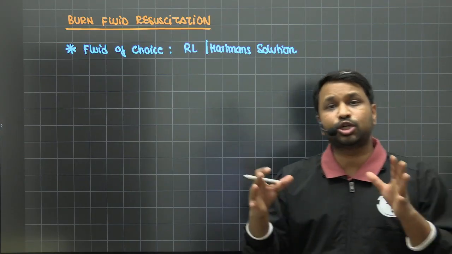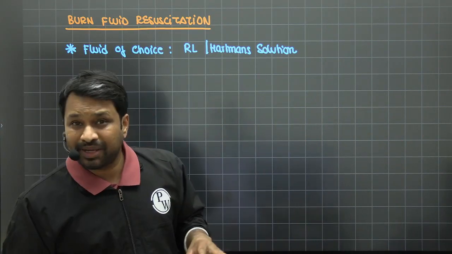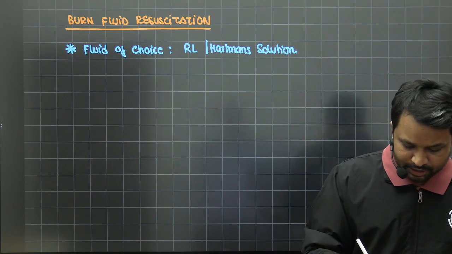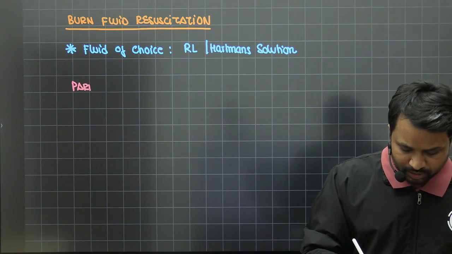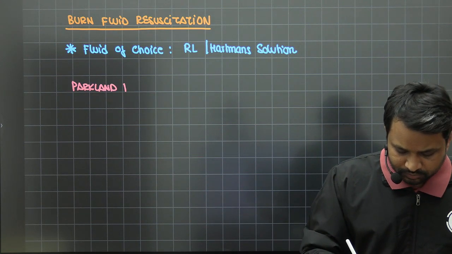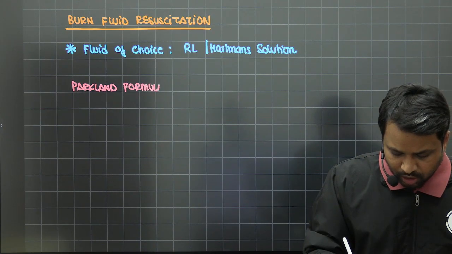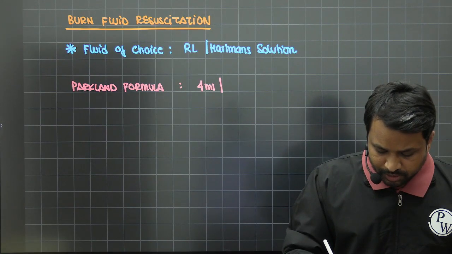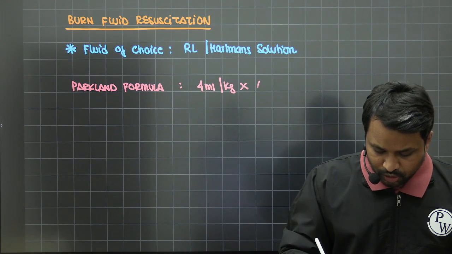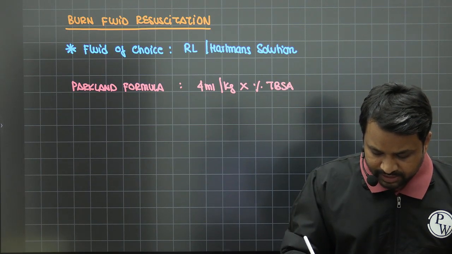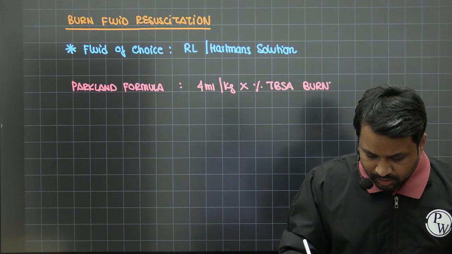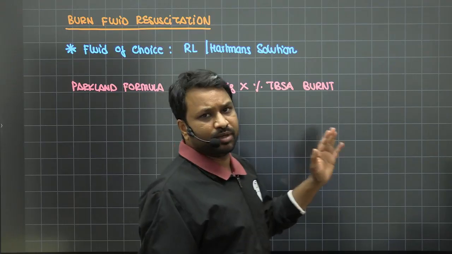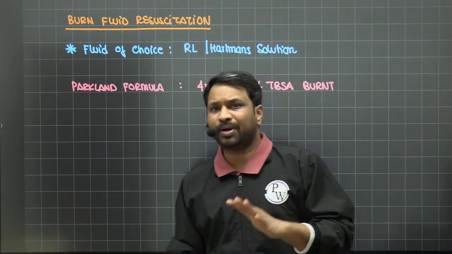Now, how much quantity should be administered? What is the period of administration? All these are important. Initially, when we started burn fluid resuscitation, we had something called the Parkland formula. According to the Parkland formula, you take 4 ml per kg per percentage of total body surface area burnt. So 4 ml per kg into the percentage of total body surface area burnt is the Parkland formula.